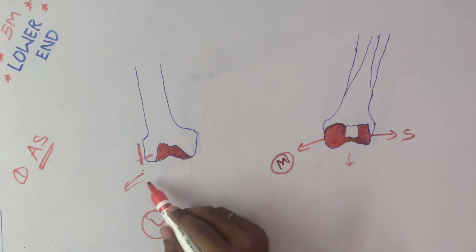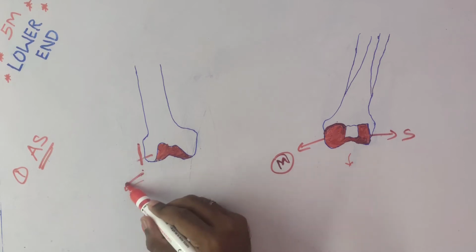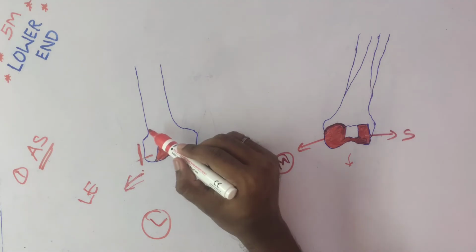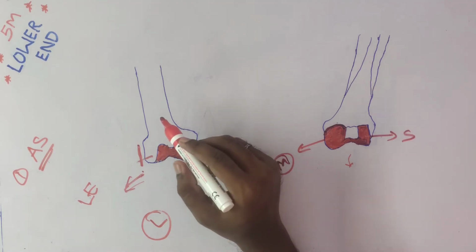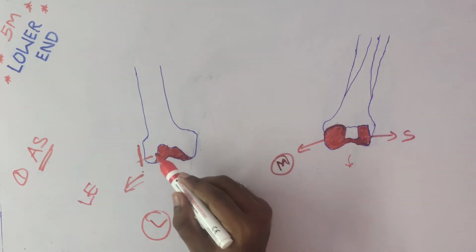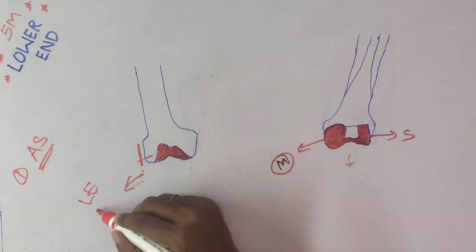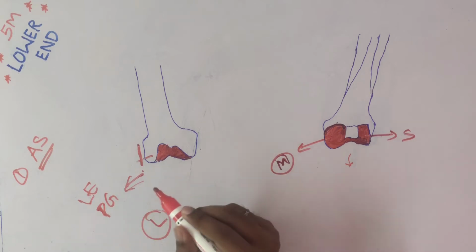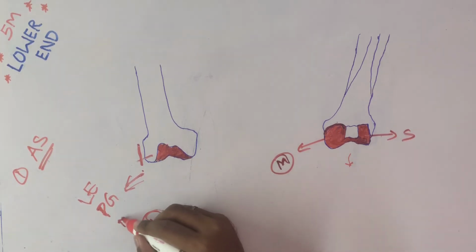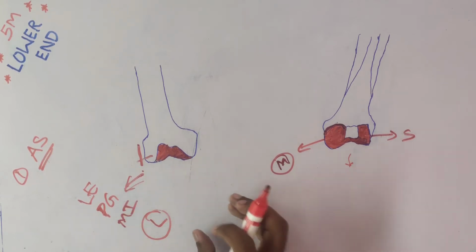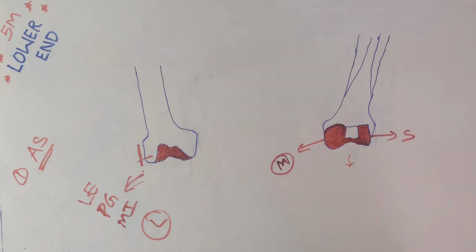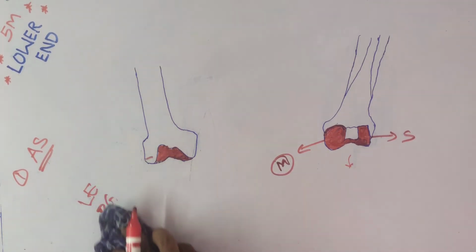Next, the lateral aspect has some prominent features. On the lateral side we can see the lateral epicondyle, and it has the popliteal groove. The lateral condyle also has a muscular impression posterior and superior to the epicondyle. This is about the lateral condyle.